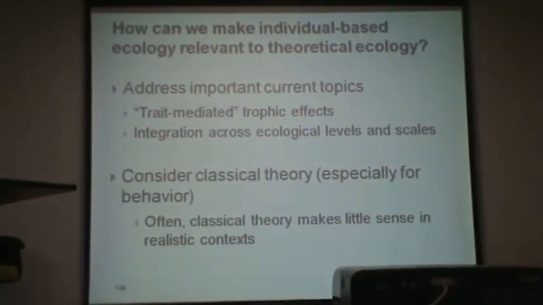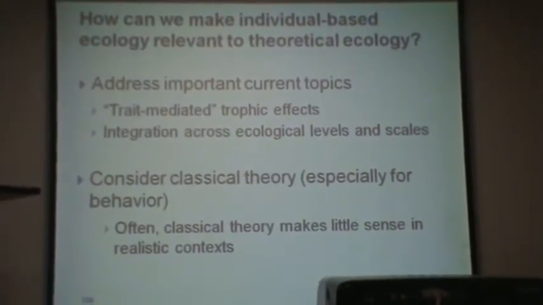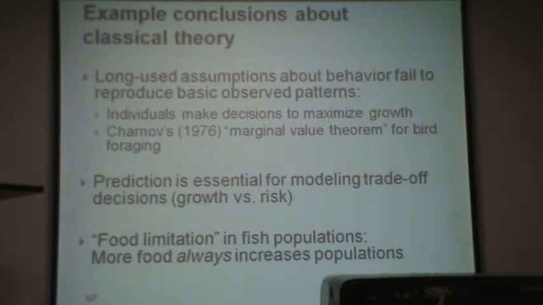So we can also consider classical theory, especially for our behaviors. There's a wide variety of classical behavioral ecology that we should at least consider when we're building models of individual behavior. And my experience has been that often this classical theory doesn't make much sense when we put it in the realistic context in an individual-based model. Some examples of things we've learned about classical theory, some of the long-used assumptions about behavior, when you put them in even a semi-realistic context of an individual-based model, they just don't reproduce some of the most basic patterns.